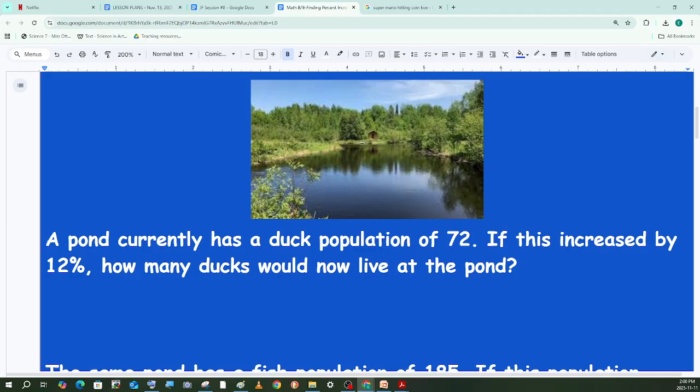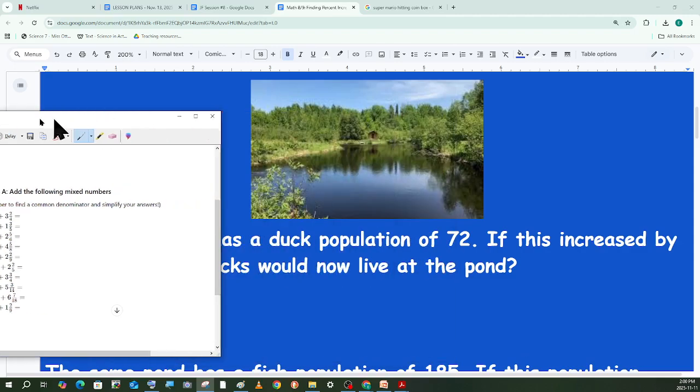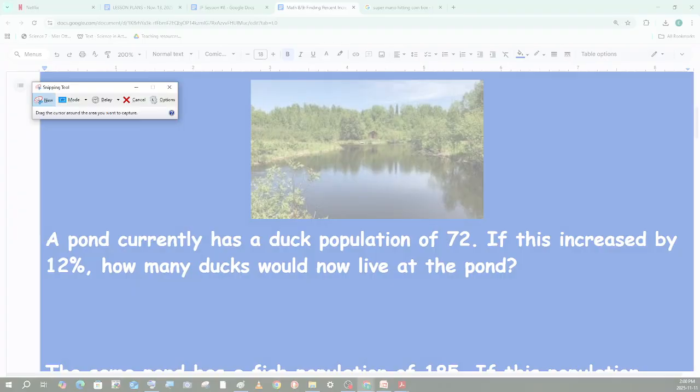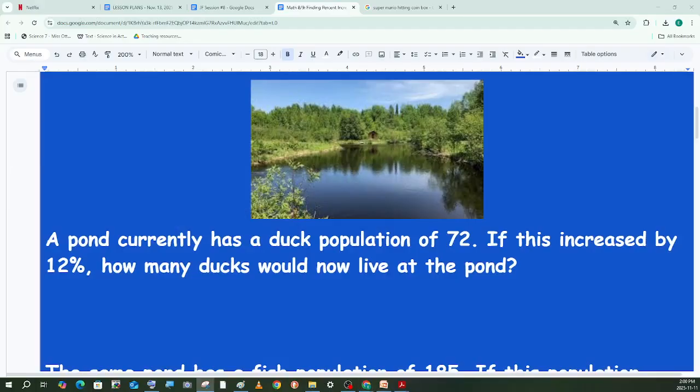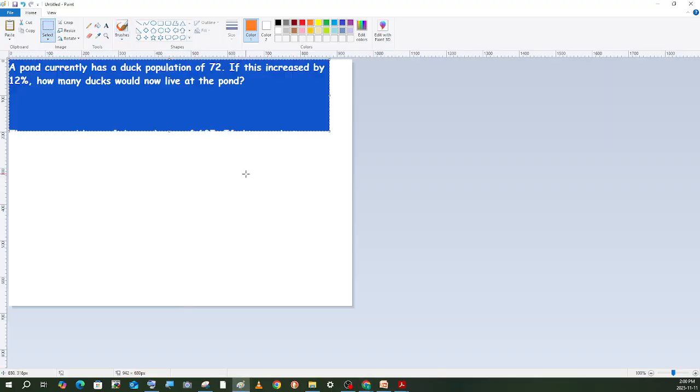That's kind of cool because in a way this is a callback to what we've been doing in science class recently. We've been talking about populations and habitats. Anyway, let's take a closer look at this question. I'm just going to open up my Paint Shop program here and finish the question there.